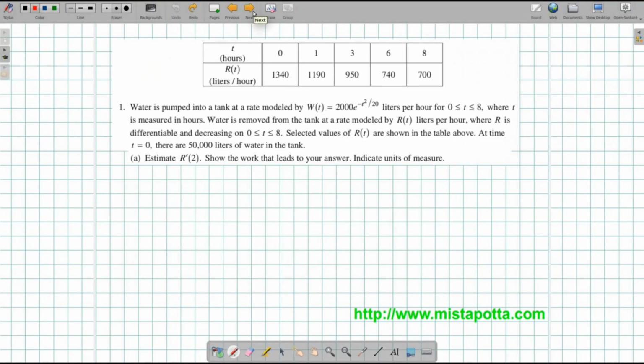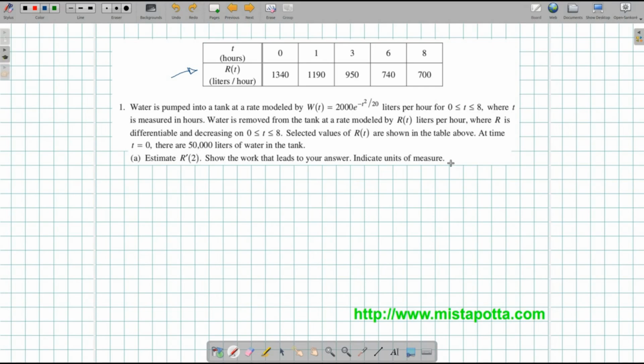So the first thing we have is a table here. It says water is pumped into a tank at a rate modeled by W of t equals 2000 e to the negative t squared over 20 liters per hour for 0 less than t less than 8 hours, where t is measured in hours. Water is removed from the tank given by this table here. And so we have selected times, and we need to estimate r prime of 2.